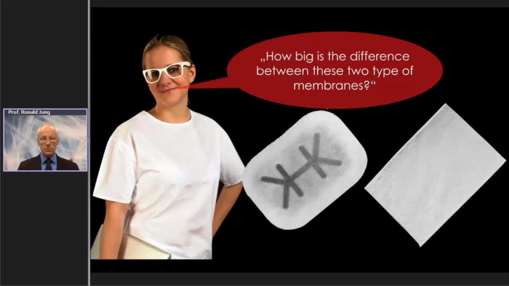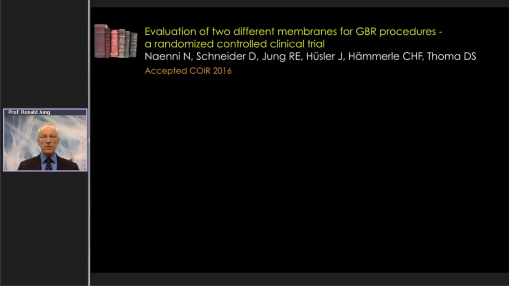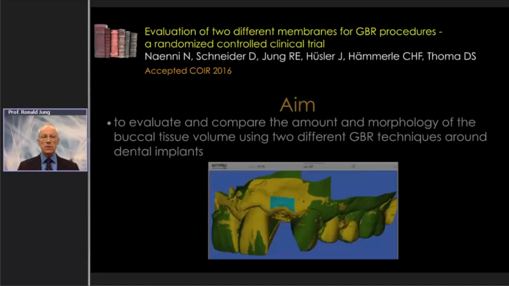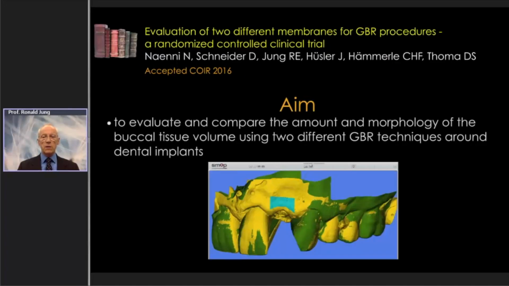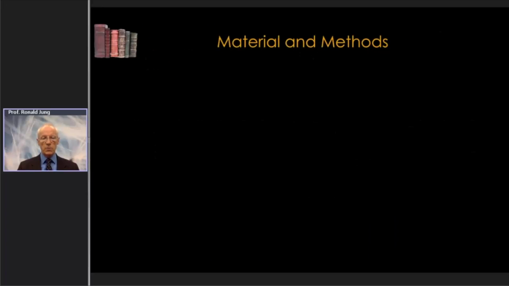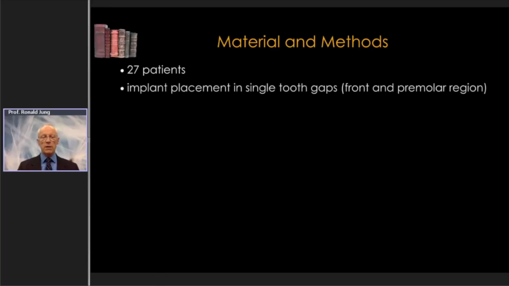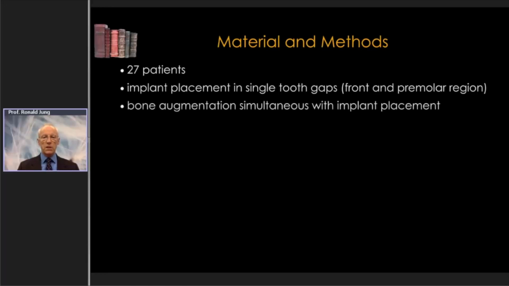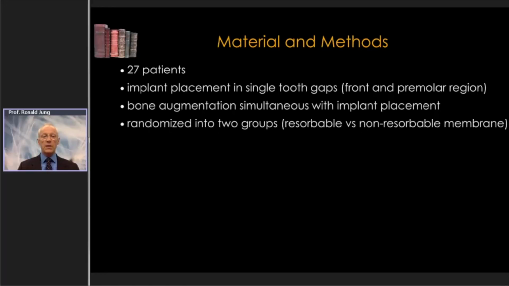A study by Nanny and co-workers. The aim was to evaluate and compare the amount and morphology of the buccal tissue volume using two different GBR techniques at dental implants. You see an image, how two different images are overlaid and the difference can be calculated. Let's look at the study in more detail. There were 27 patients, implant placement in single tooth gaps, anterior premolar region, bone augmentation simultaneous with implant placement, and then they were randomized into two groups. The resorbable group, resorbable membrane, and a non-resorbable membrane.